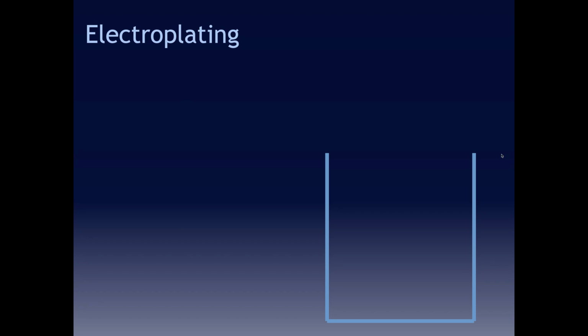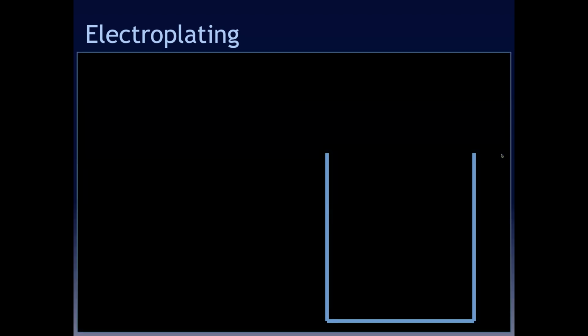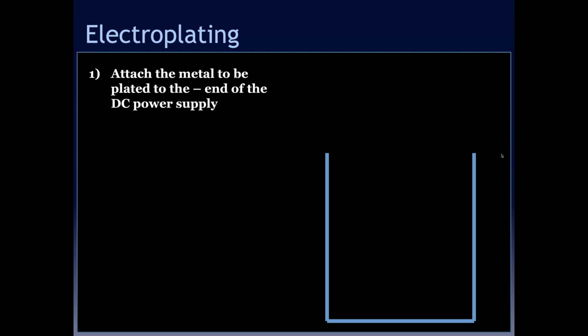Now for electroplating. For electroplating, what the goal is here is to plate one metal with another metal. Why would we want to do that? Well, maybe the metal we start with is strong, but it's very bad at resisting rusting. So what we do is we coat that metal with another metal that may not be that strong, but has the properties of resisting rusting.